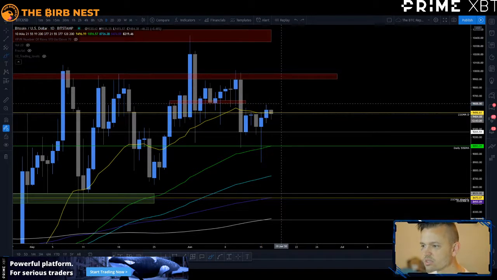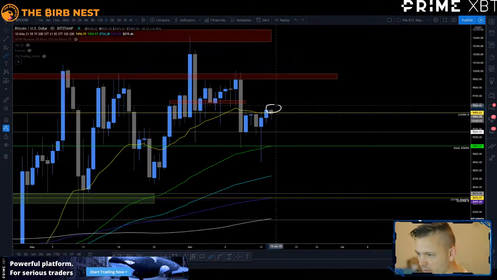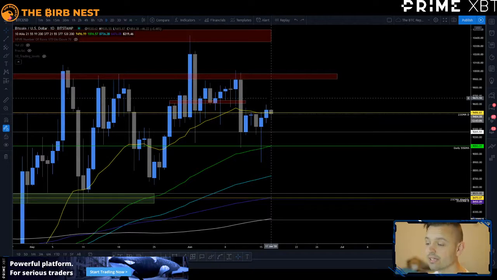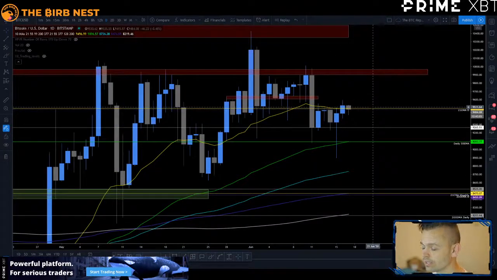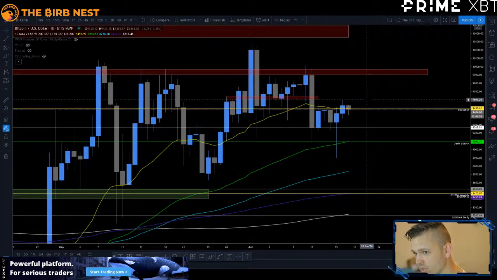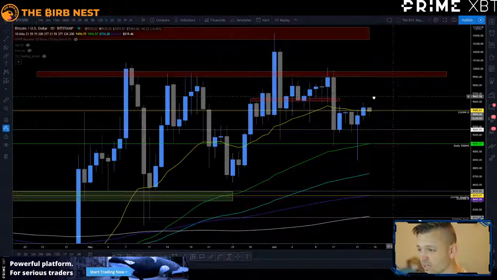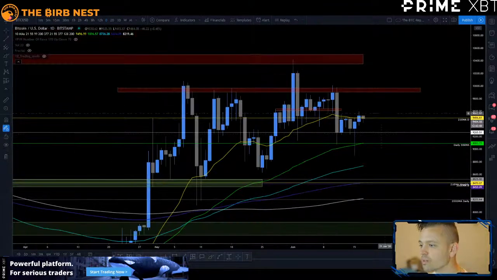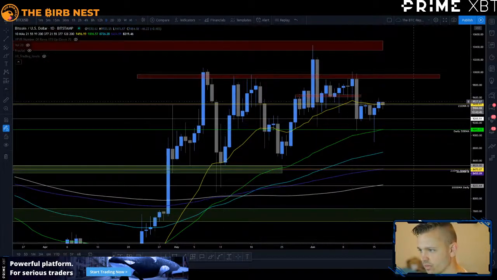What you want to see to really confirm the 21 EMA on the daily as reclaimed is a daily open and close above it. A daily open and close above the 21 EMA on the daily will confirm it as reclaimed. And it will also be a pretty clear show of strength, right?